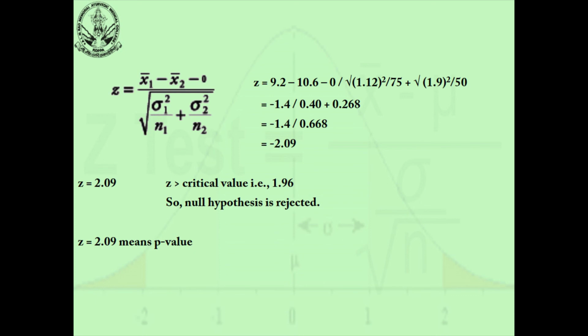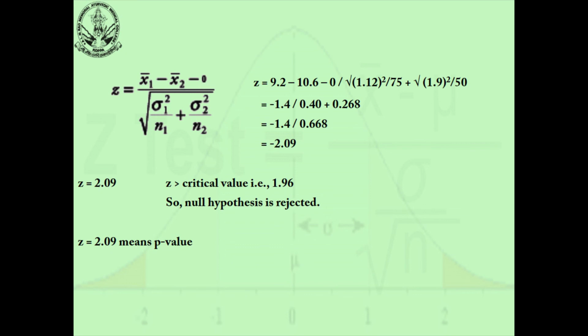Here sigma 1 and sigma 2 are given. Sigma 1 is a standard deviation of 1.12 microgram per liter for male donors, and sigma 2 is 1.9 microgram per liter for female donors. So we apply that in the formula, and when you calculate, you will find that it comes as minus 2.09. So minus 2.09 is the G score.